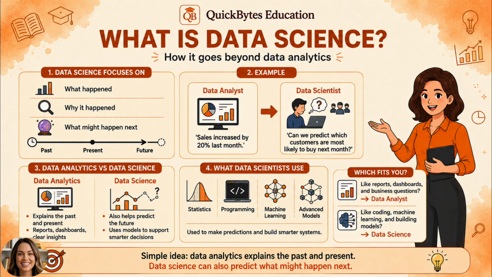Now let's talk about data science. Data science also uses data, but it often goes a step further than data analytics. Data analytics usually focuses on what happened. Data science focuses on what happened, why it happened, and what might happen next. For example, a data analyst might say, sales increased by 20% last month. A data scientist might ask, can we predict which customers are most likely to buy next month? That is the main idea behind data science versus data analytics.